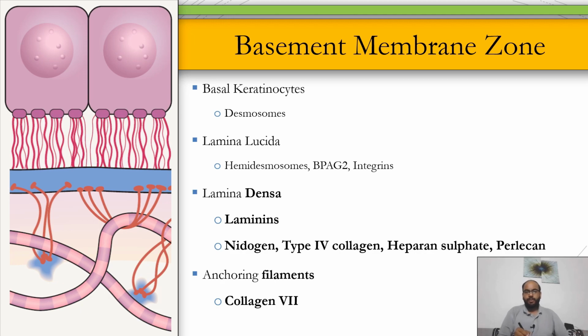So again, the basement membrane zone is divided into 4 zones. We have the basal keratinocytes, then we have the lamina lucida, then we have the lamina densa, and then we have the anchoring fibrils. Anchoring fibrils are part of the dermis. Lamina densa and lamina lucida are in between the epidermis and the dermis. Okay.